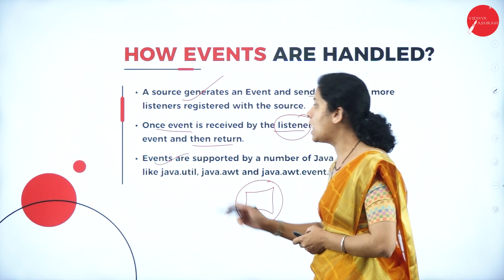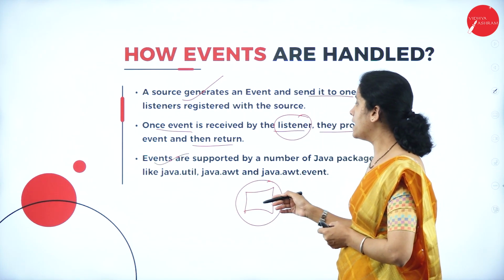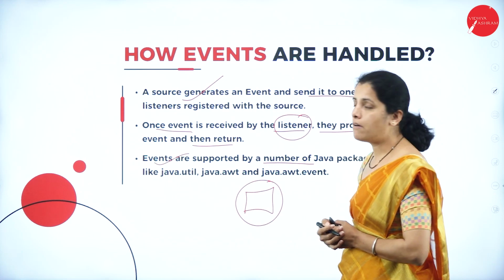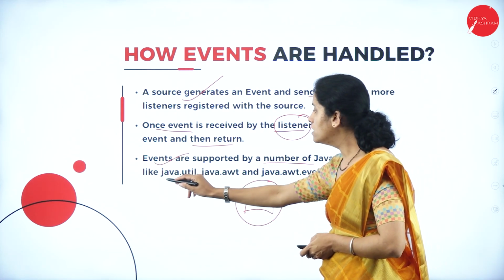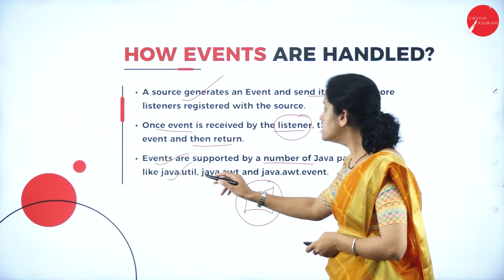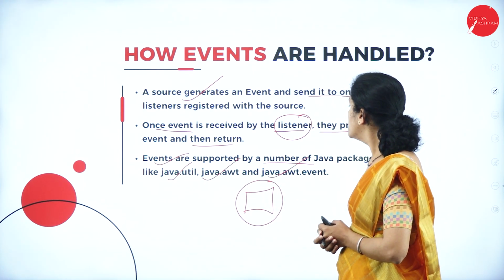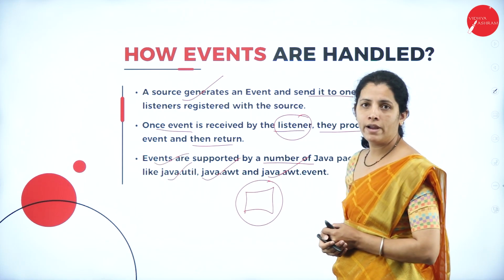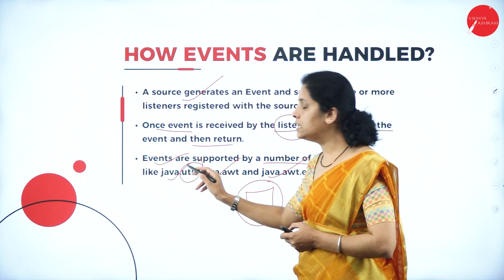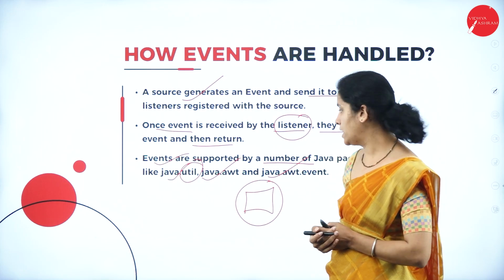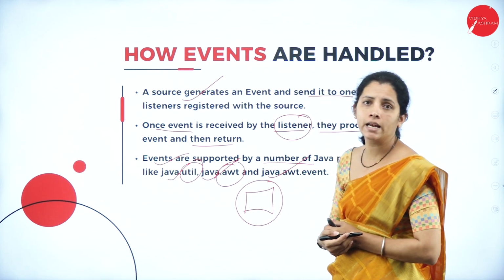So events are supported by number of Java packages like java.util, java.awt, java.awt.event. So what is util? That's nothing but utility package. Then what about AWT?